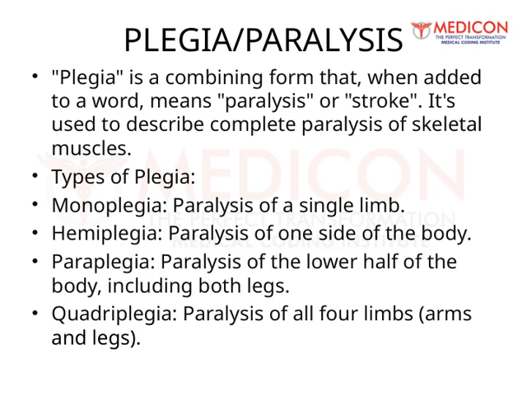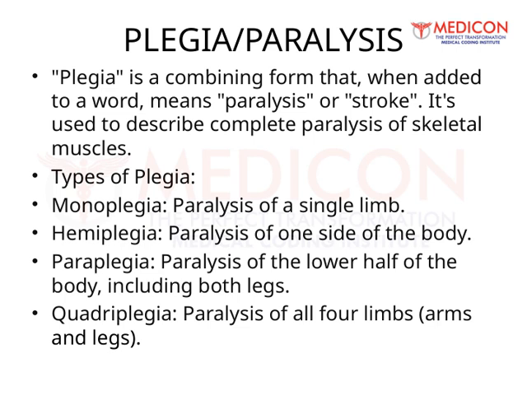Now, there are different types of plegia, each affecting different areas. For example, monoplegia refers to paralysis of just a single limb, like an arm or a leg. Hemiplegia involves paralysis on one side of the body, which is common after strokes. Paraplegia affects the lower half of the body, including both legs, often due to spinal injuries.